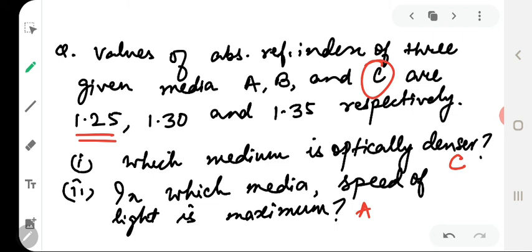So you can solve more number of questions based upon these formula, that is Snell's law and absolute and relative refractive indexes, and have a better understanding.